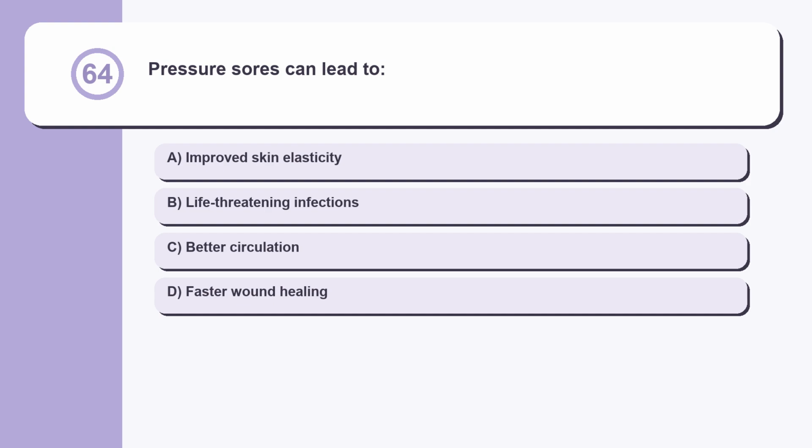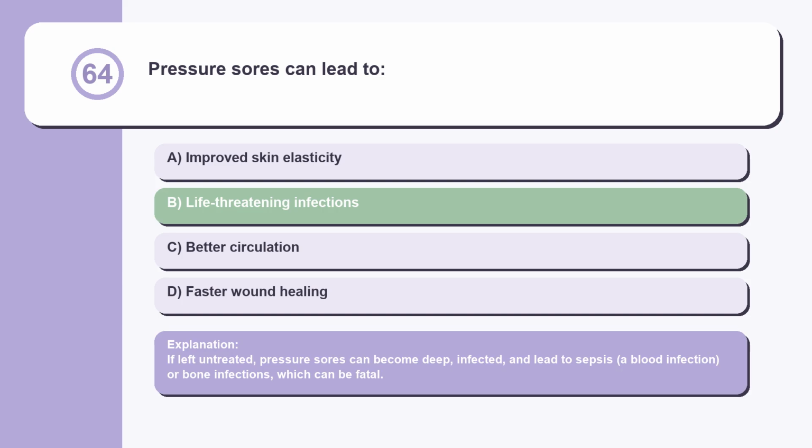Question 64. Pressure sores can lead to: improved skin elasticity, life-threatening infections, better circulation, faster wound healing. If left untreated, pressure sores can become deep, infected, and lead to sepsis, a blood infection, or bone infections, which can be fatal.